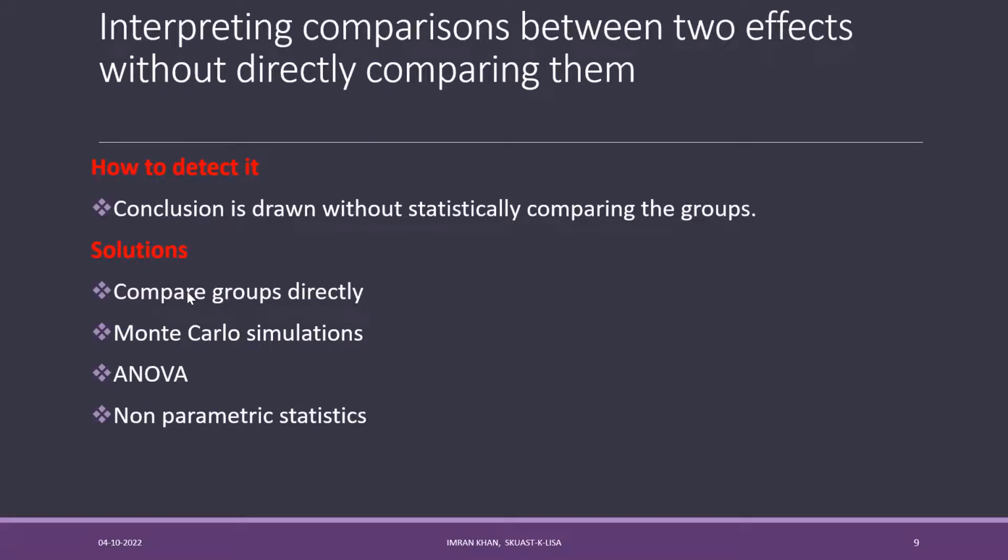So how do we detect this? This problem arises when a conclusion is drawn regarding a difference between two effects without statistically comparing them. The solution is that the researcher should compare groups directly when they want to contrast them. The correlations in the two groups can be compared with Monte Carlo simulations. For group comparison, ANOVA might be suitable, although non-parametric statistics offer some tools.